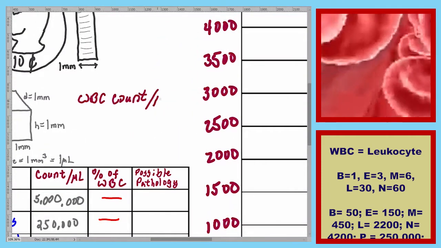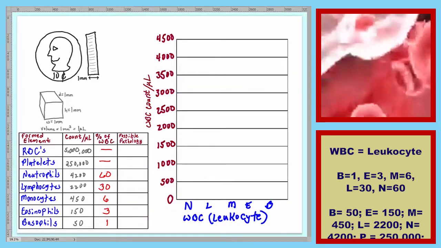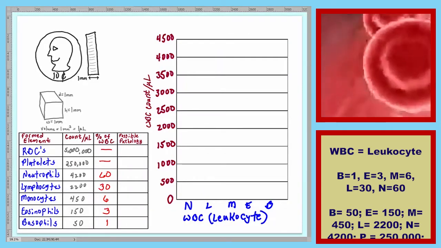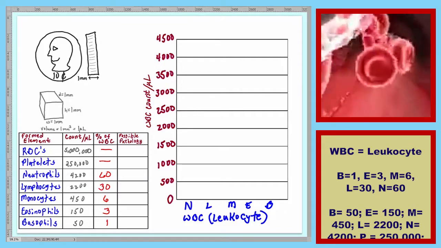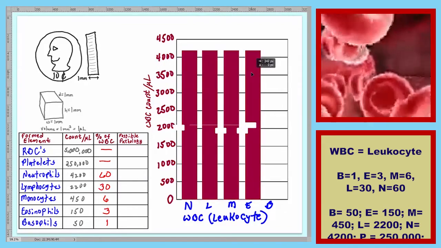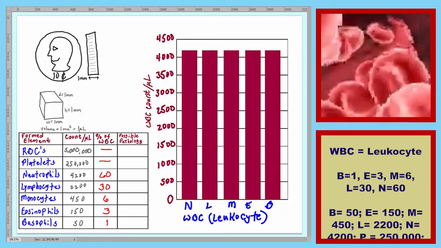Now we have our grid, our x-axis labels, and our y-axis labels. Now let's add our data. Now we have bars for all of our leukocytes. Now let's make sure we have the correct values.